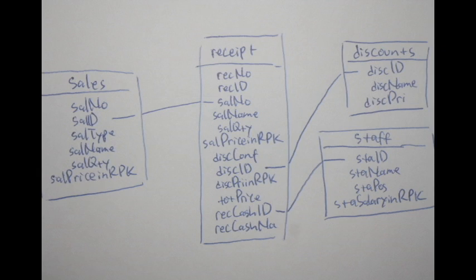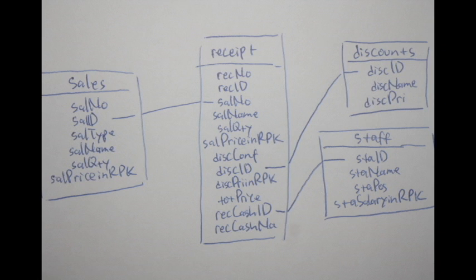Now, the second relationship that Michaelsoft Binbows tables use is this one, with receipt being the catalyst for all the other tables. Salno in receipt is the foreign key from sales ID in the table sales, and the disc ID from the table receipt is also the foreign key for disc ID, the primary key in the table discounts, and rec cash ID in the receipt is the foreign key to STA ID in the table staff.